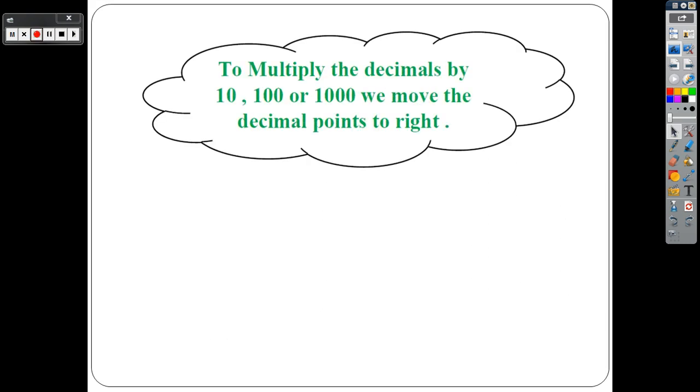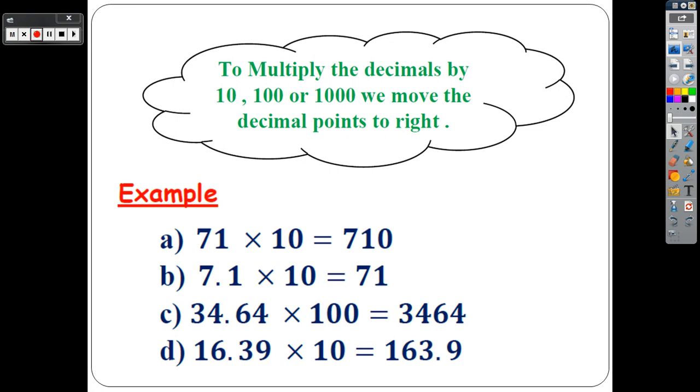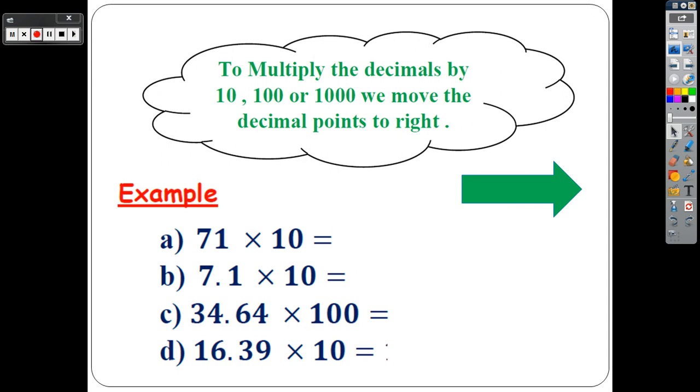You have another rule to multiply a decimal. To multiply a decimal by 10 or 100 or 1000, the rule says that we move the decimal point to the right. Now listen to me. How can you move the decimal point to the right in this example?